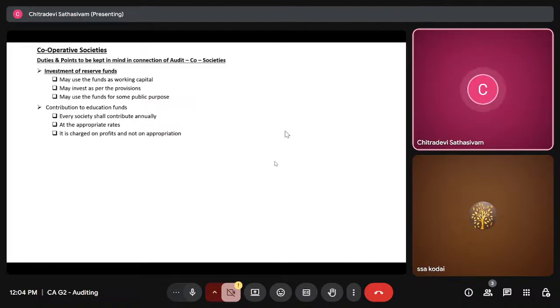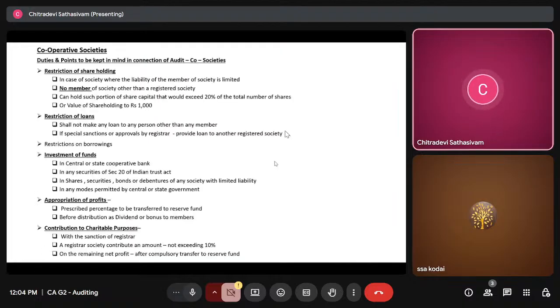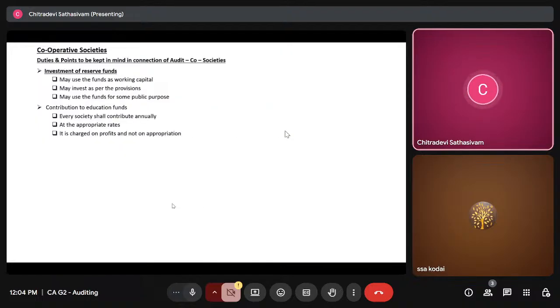So you have to be very clear and cautious actually. That is the most important thing. Okay. So this is about the duties and points of this society and to be kept in mind during the collection of audit of corporate societies. So questions you can expect are all provisions only, but one definitely will be coming in the 2-mark questions. Definitely I believe. Okay, you can also check it out.